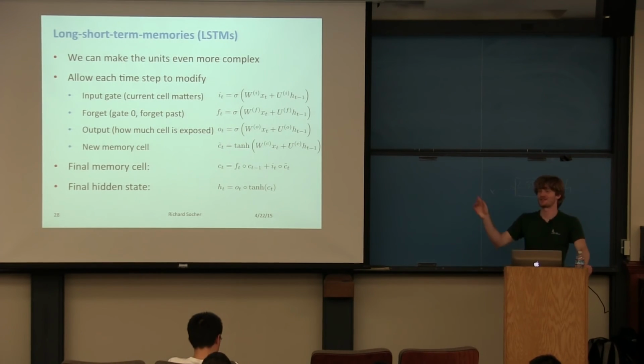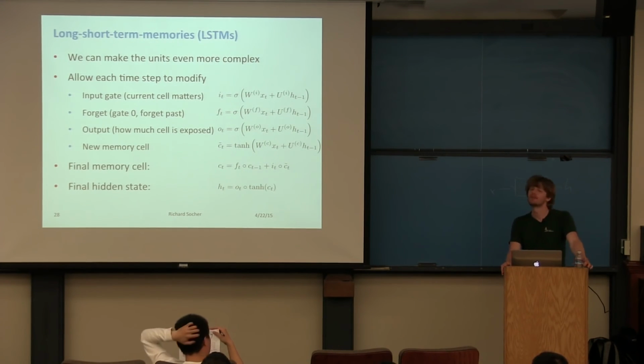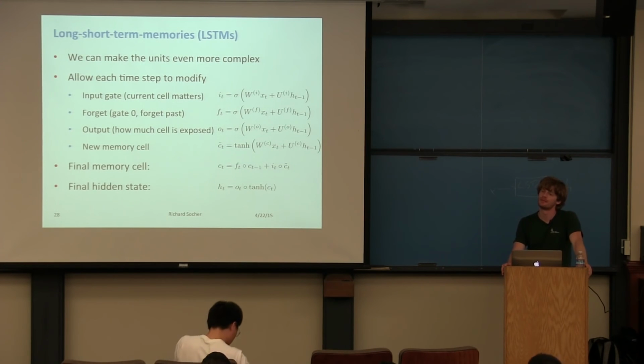Are there any questions so far? Yes. So just the new memory cell. It's, I guess more so the output, like how much of the cell is exposed. Mm-hmm. What does it mean to have a lot of information that's only exposed internally and not a lot exposed externally? Can you give an intuition for why we would want that kind of thing?